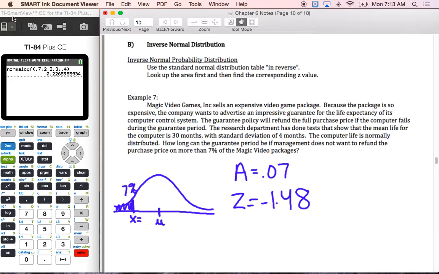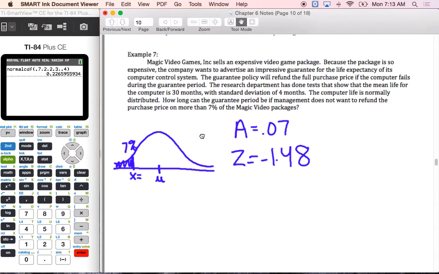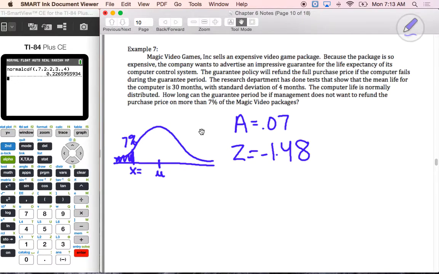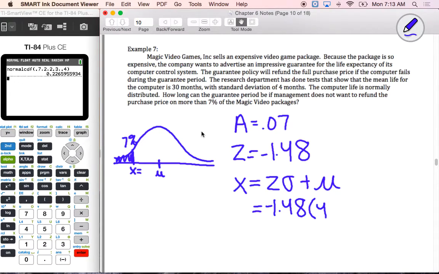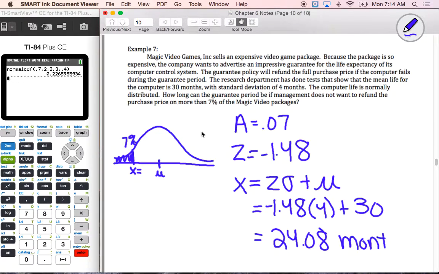So now when I go through to find the x value, remember we have an x formula that we talked about in 6.2. So we have the z times sigma plus our mu. Our sigma was 4, our mu was 30. So if we plug everything in, we get about 24.08 months. So we need to make the guarantee period to be about 24 months to have less than 7% returns.